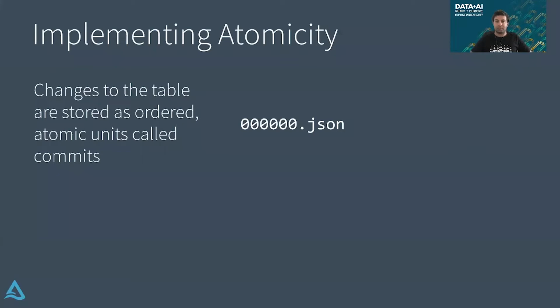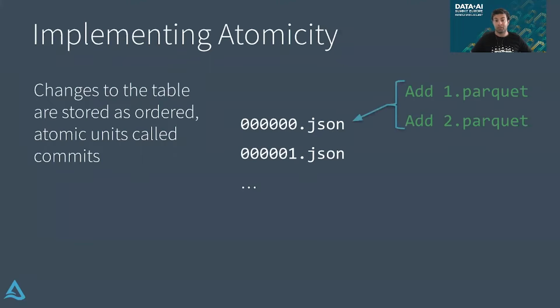So one of the cool things about Delta is its ACID transactions. And so how does Delta provide atomicity, the first letter in ACID transactions? The changes to your table are stored as ordered atomic units called commits. And as we mentioned, these are your Delta files that are being committed to your table. What happens is you first write out all your data files, and then you commit it to the transaction log.